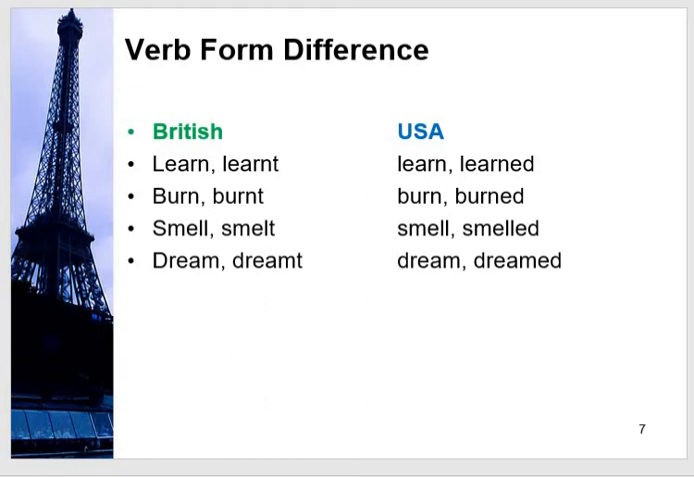Learn, learnt, learnt. Burn, burnt, burnt. Smell, smelt, smelt. Dream, dreamt, dreamt. While American English has followed the generalized principle of spelling to make the past participle, they have added ed at the end. In this way, they have created ease for non-native learners, like learn, learned, learned, burn, burned, burned, smell, smelled, smelled, dream, dreamed, dreamed.